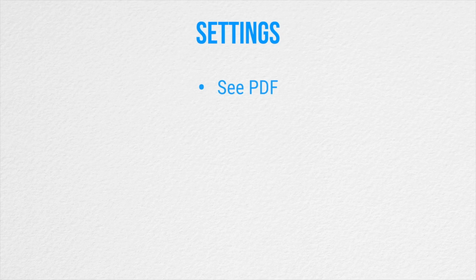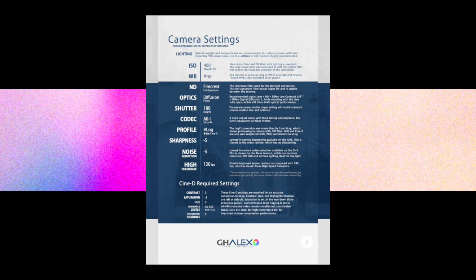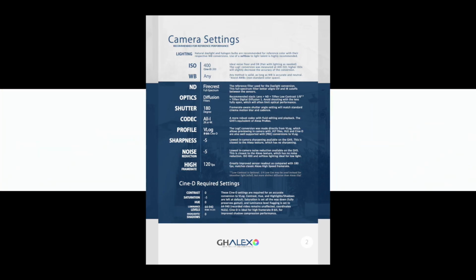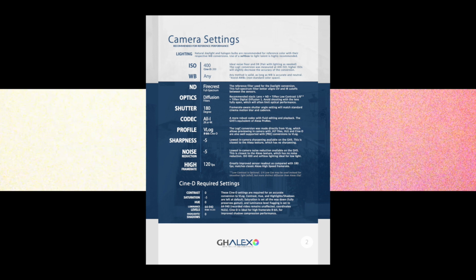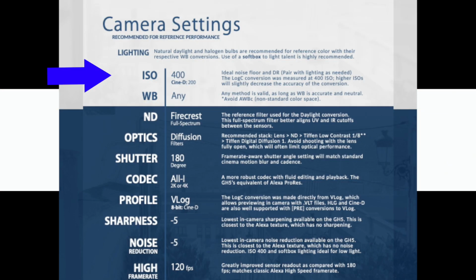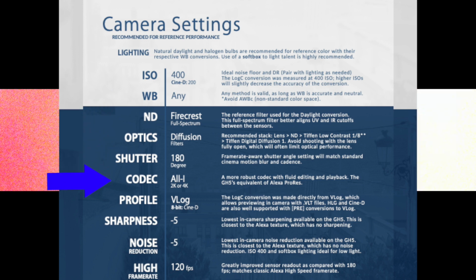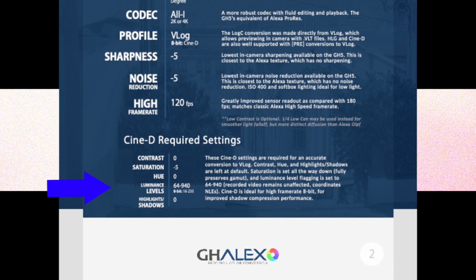For the settings, obviously you want to refer to the PDF supplied for the absolute optimum settings. It's noted in there that the LUT will perform best at ISO 400 for Vlog, 200 for Cine D, and they suggest as well using a specific ND filter, 2 Tiffen filters, all intra formats and certain luminance levels, but honestly I've not been doing exactly those things if I'm honest.